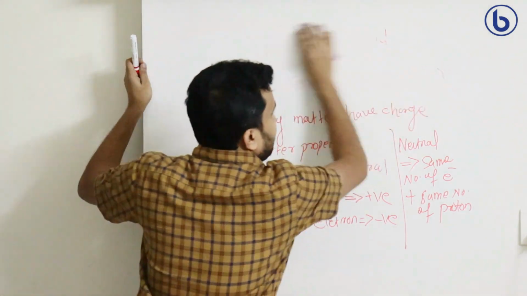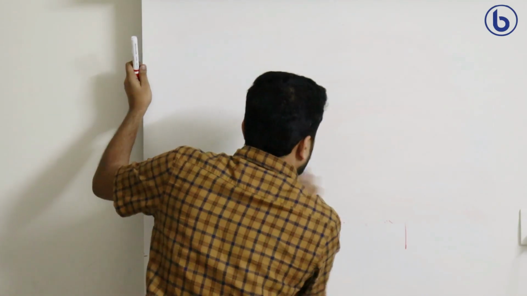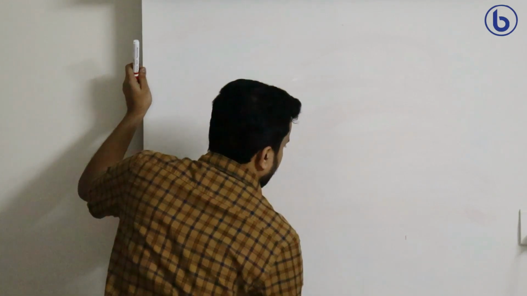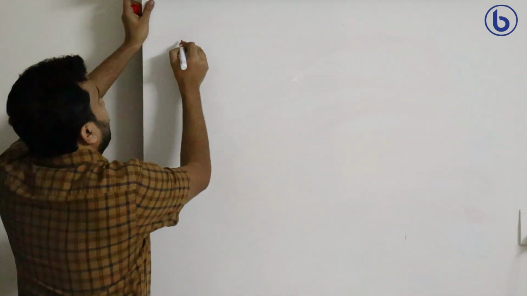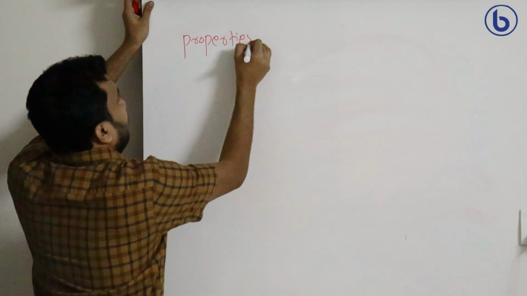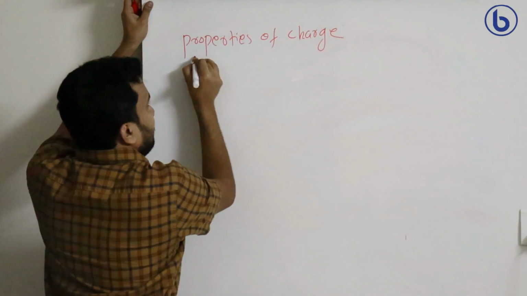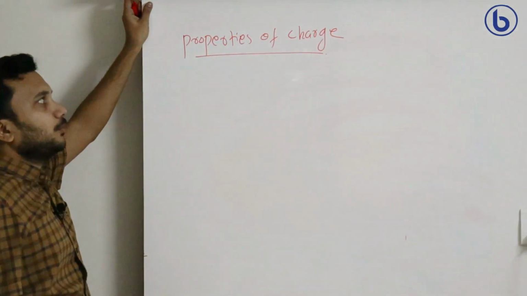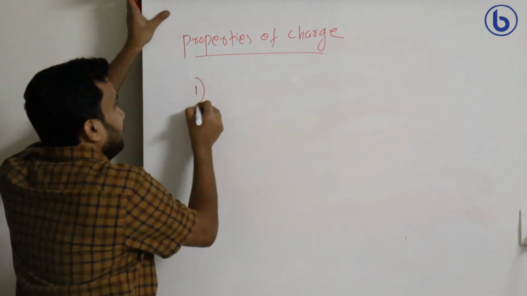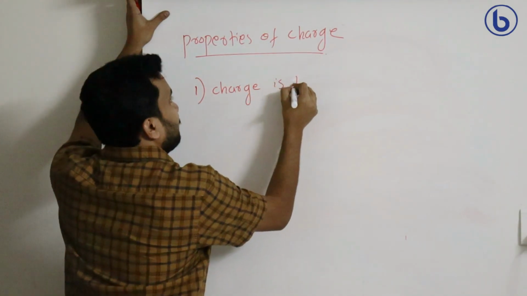So write down the next heading in your notebook. It is called properties of charge. Properties of charge. What is a property of charge? Okay, what is the first property of charge? Number one, charge is transferable.